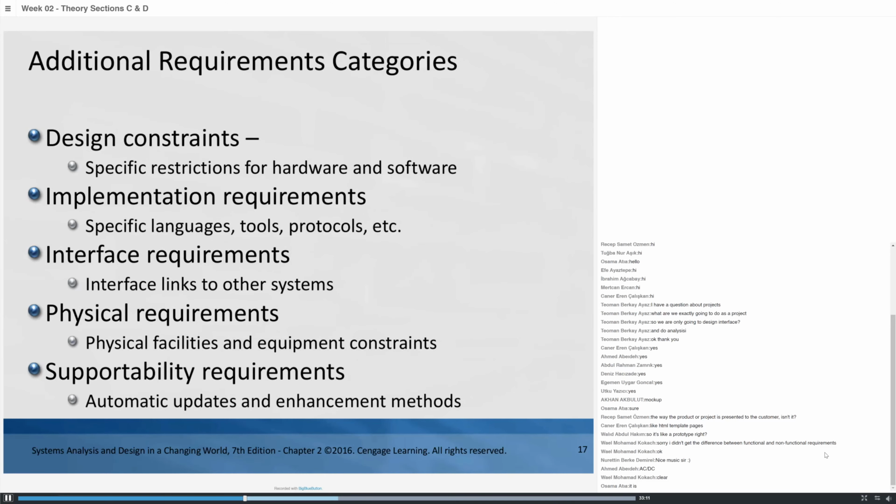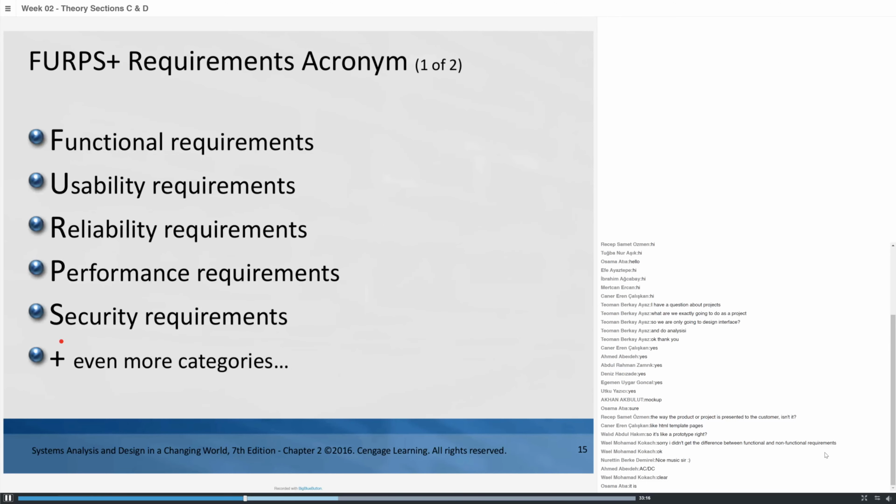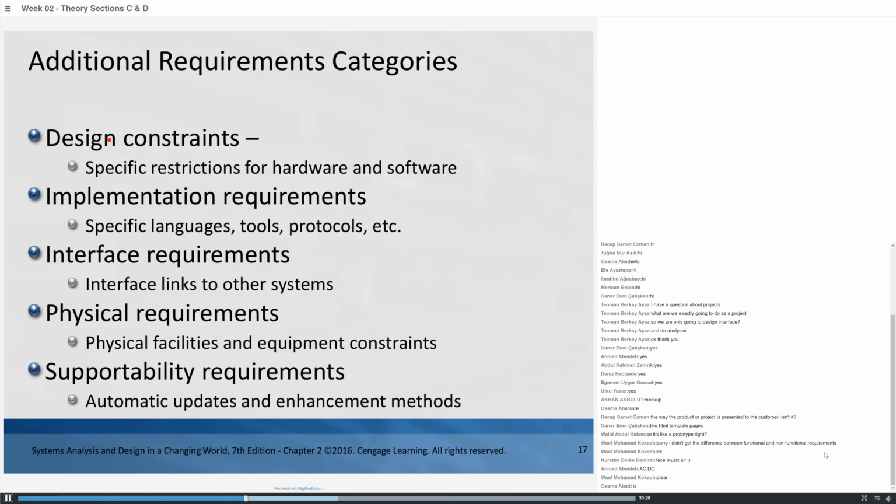Also, with the verbs, we have a plus sign here, even more categories. We can say that there are design constraints that can be specified by stakeholders. A stakeholder can say that the application cannot consume more than 50 megabytes of RAM. Yeah, this is a design constraint for you.